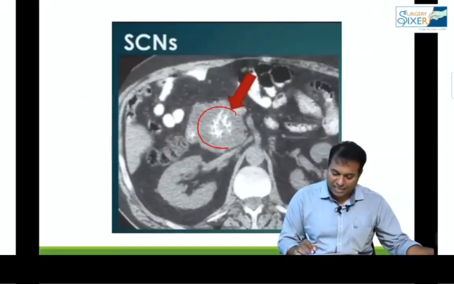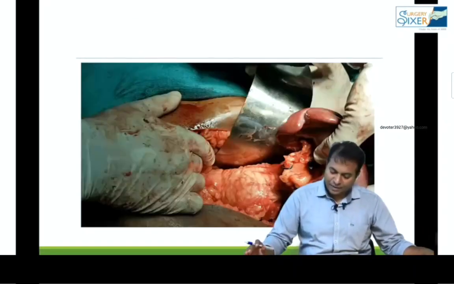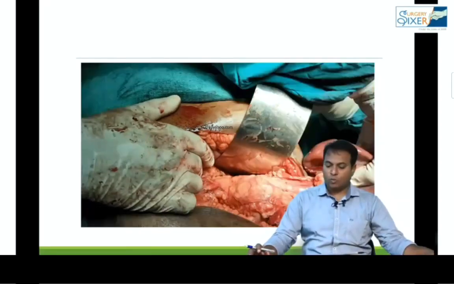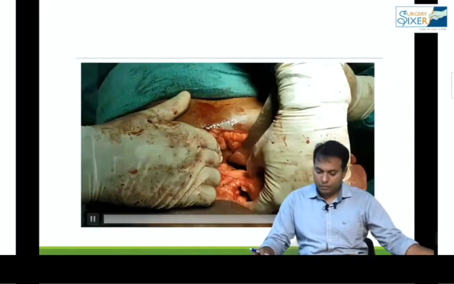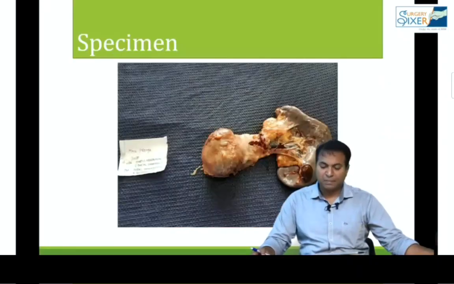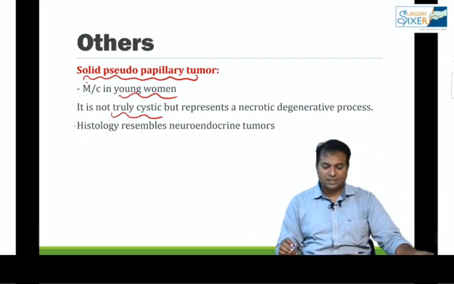So you can see the sunburst calcification here. This is sunburst calcification in serous cystic neoplasm. This is IPMN showing dilated duct, and this is one of my patients I have operated, a mucinous cystic neoplasm. You can see the video showing you the cystic neoplasm in the tail of pancreas. I have done a resection at this level. So this is a mucinous cystic neoplasm, distal pancreatectomy. Splenectomy is done. Solid pseudopapillary tumor, also known as Frantz tumor, is common in young women, though it is not truly cystic. It is coming under this classification.